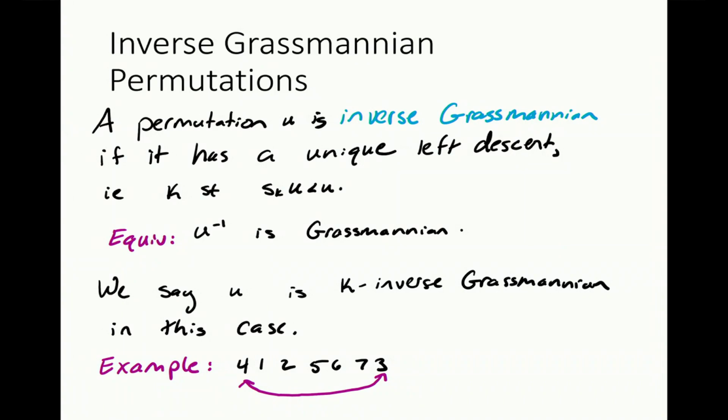What this looks like in terms of strings, you can see this example here for 1, 2, 5, 6, 7, 3. We're looking for adjacent numbers like 3 and 4 that are out of position in this string. And since they're out of position, it doesn't matter that they're far away. We have a left descent at position 3. So I would say that this permutation here is 3 inverse Grassmannian.